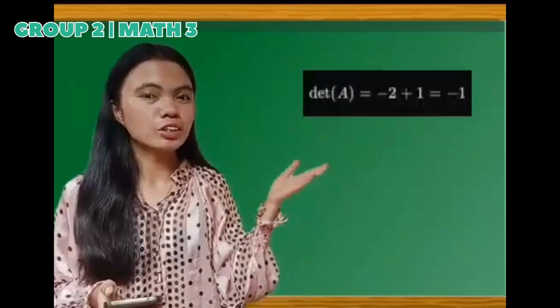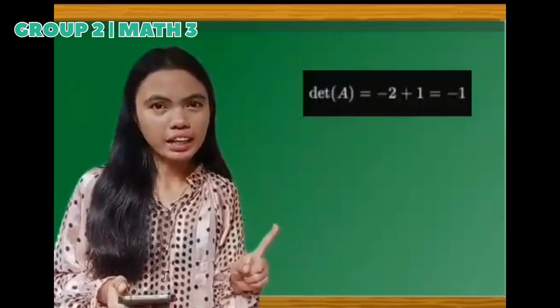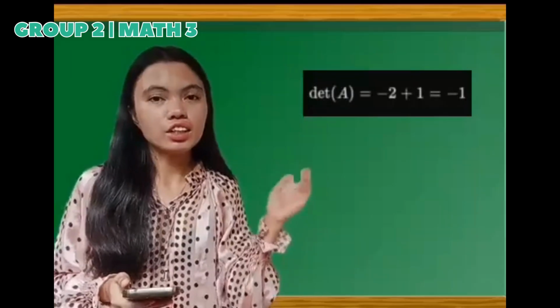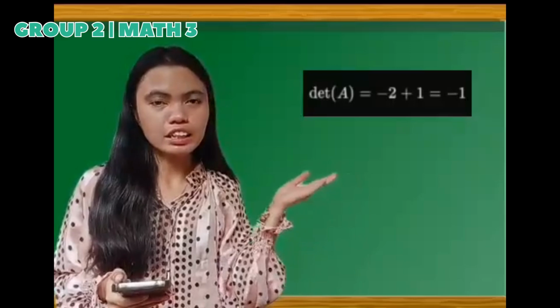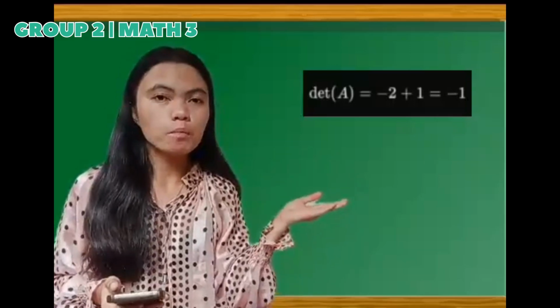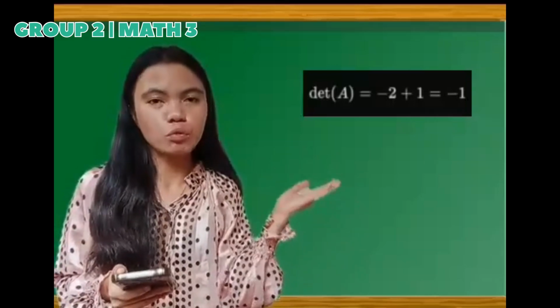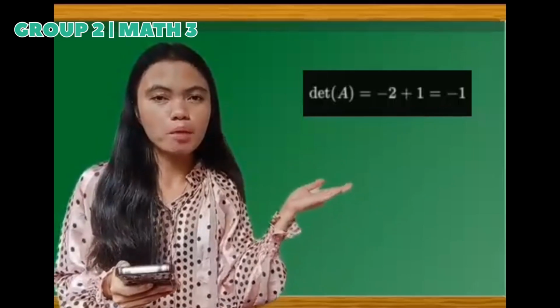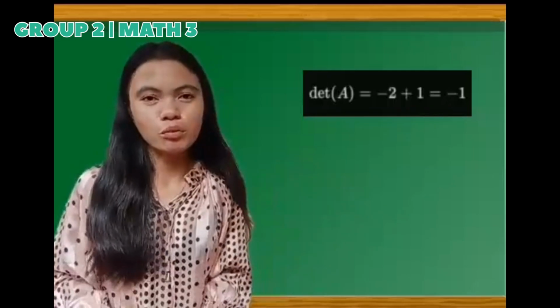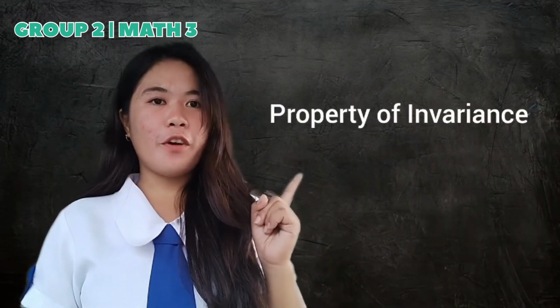Thus, to find the determinant of A, we will add the calculated determinants of each matrix. So, determinant of A equals negative 2 plus 1 equals negative 1. So, the determinant of this matrix using the sum property is negative 1. Next, we have the property of invariance.